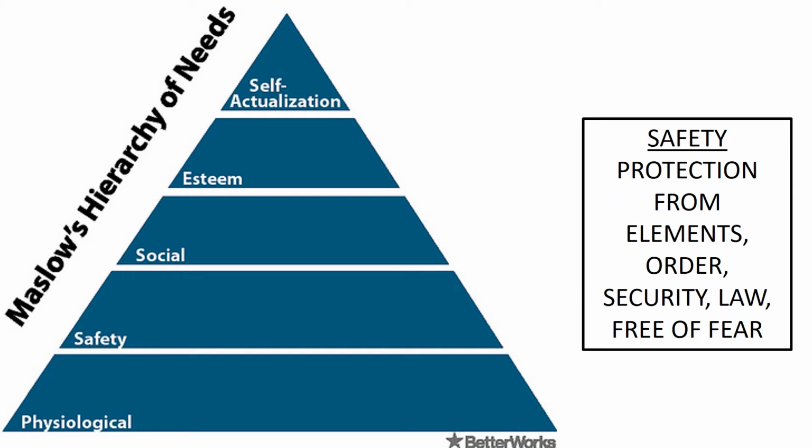Moving on, we have safety. Now, safety is like protection from the elements, having a sense of order, security, and law, and being free of fear. So that's another need that we need to have. We need to feel as though we have protection from other people. When you come into school, you see that we have gates at the front of the school. This is a means of providing this need for students. We're going to provide you with a sense of safety so that these gates will hopefully protect you from people entering the campus and causing you any harm.